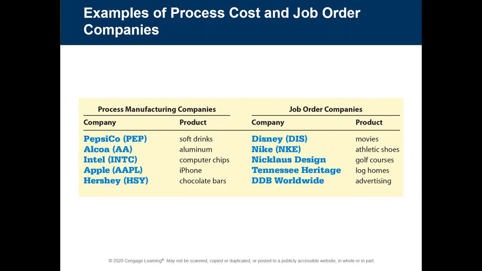So we're talking about businesses like PepsiCo, they do soft drinks. Alcoa, they make aluminum. They don't make it, by the way, they mine it. It exists already in the earth. It's an element. If you're English, you call it aluminium.